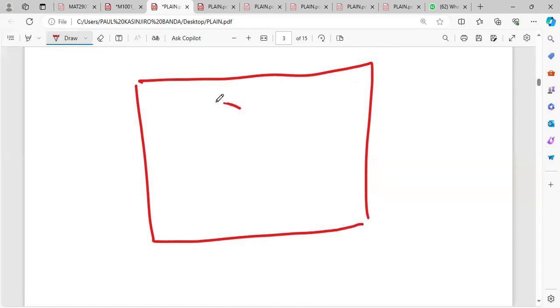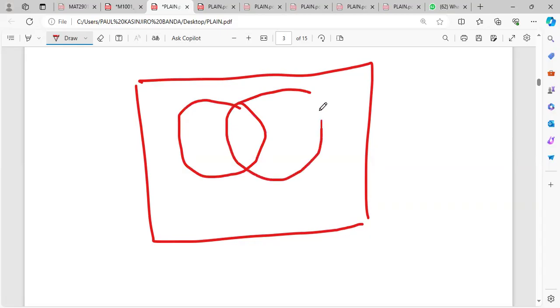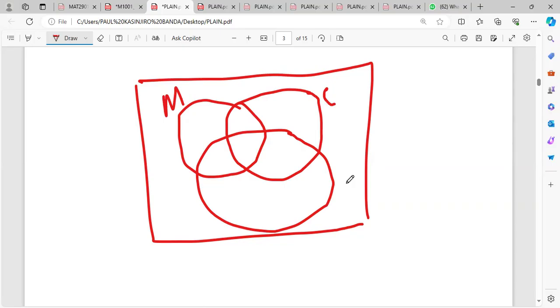Then I'm going to put 3 sets here, 1 for malaria, the other one for cholera, and then the other one for asthma, like that. Okay, so I'm going to label this malaria, cholera, asthma. And then we know that the whole box there is just the universal, right?